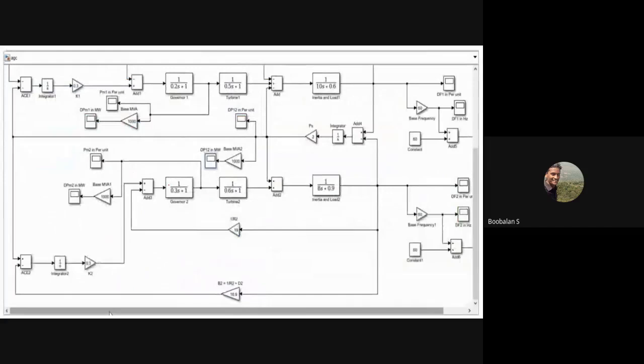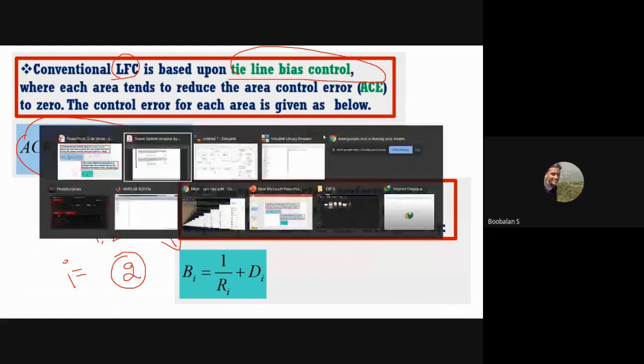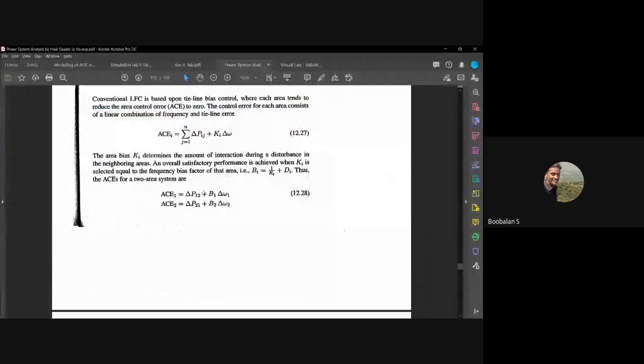Now we'll go with that, these things we'll see. Just note it down. We'll go with that Simulink. One second. Have you finished? Calculate this formula. So what comes here? Expand ACE1, right? So what comes? Delta P12, right? So I'll just show you that. So delta P1 plus B1 into del omega 1 and B2 del omega 2. Just make it out. Write this down on paper.